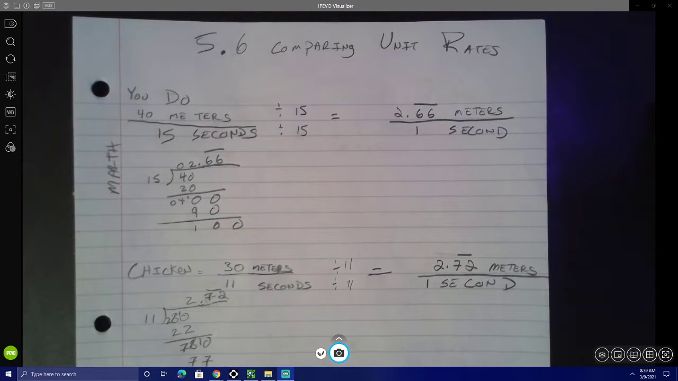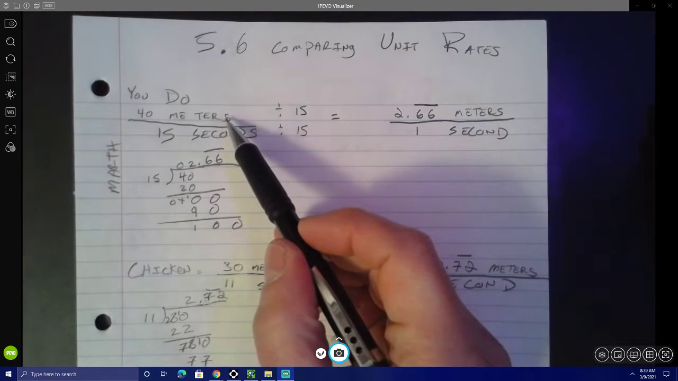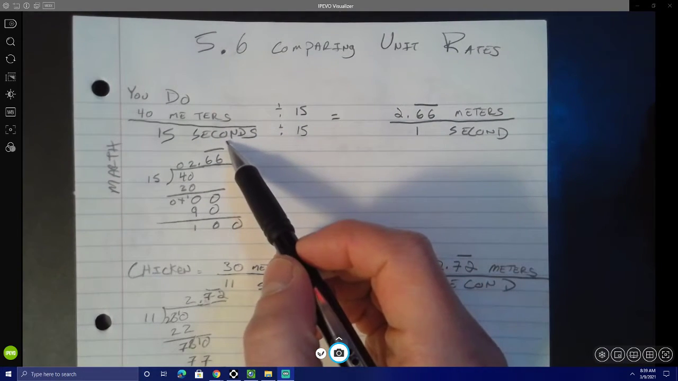Hello students, today we are going over 5.6, comparing unit rates. This problem is the UDO problem from our mini lesson video. We were asked to find the unit rates between these two and compare them between Marth and the chicken. So we knew Marth was running at 40 meters every 15 seconds.